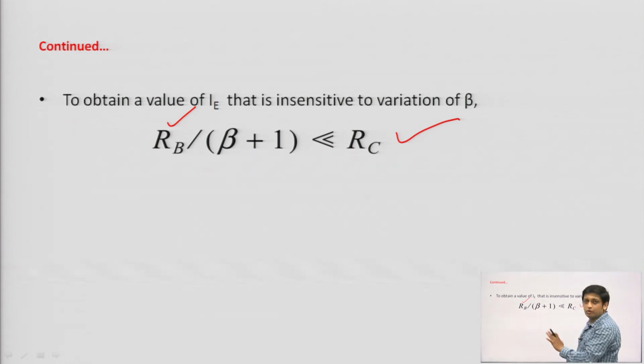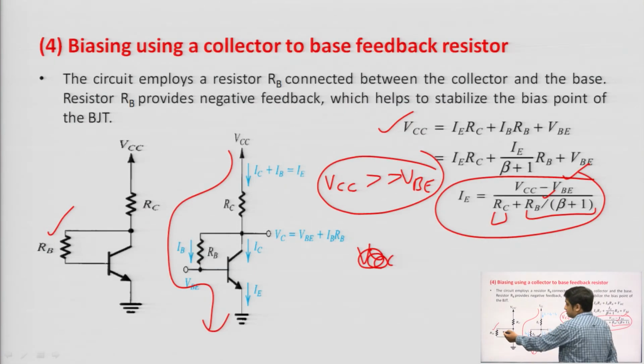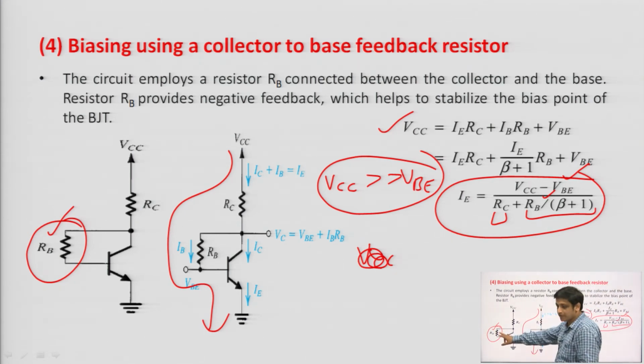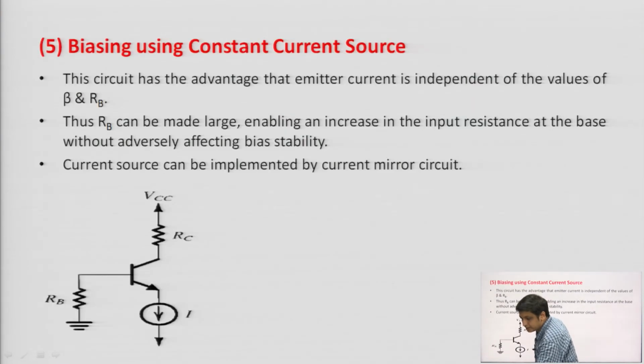So, we need to optimize, there is a trade-off, fine. And again, the function of connecting this resistance RB between the collector and base terminal is that it provides negative feedback, which I have already explained in the third technique, that is the negative feedback concept. So again, this RB provides negative feedback.